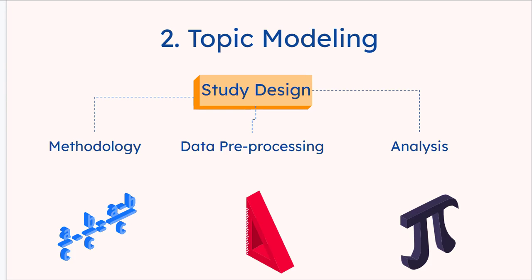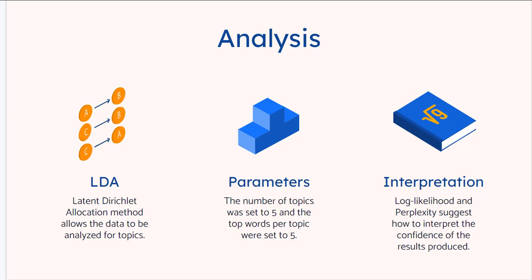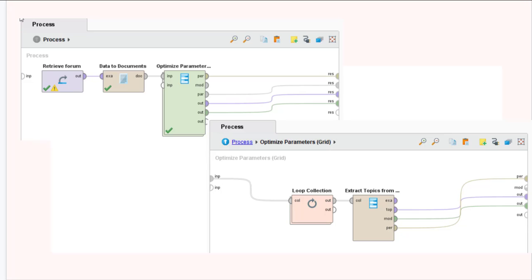Now, moving to topic modeling, we were able to use the same dataset. Overall, topic modeling discovers themes of a document or file and analyzes the structure for repeated words or topics to categorize into those themes. And they're determined by a probabilistic topic model. Starting off, the LDA allocation method allows the data to be analyzed for topics. Then from there, the number of topics was set to 5, and the top words per topics were also set to 5.